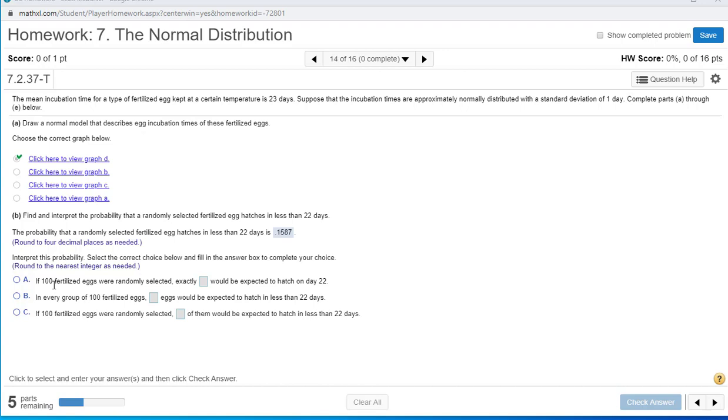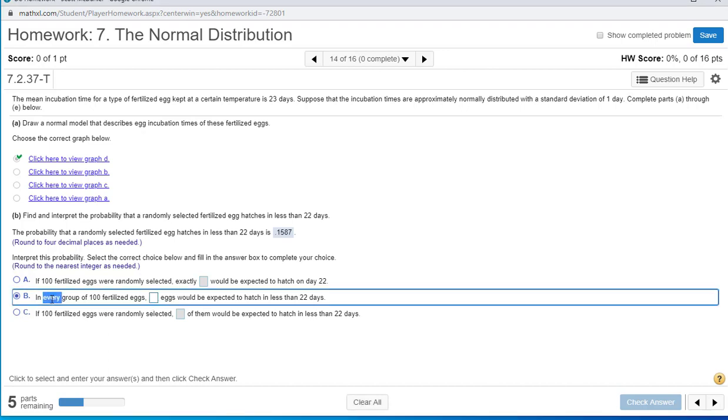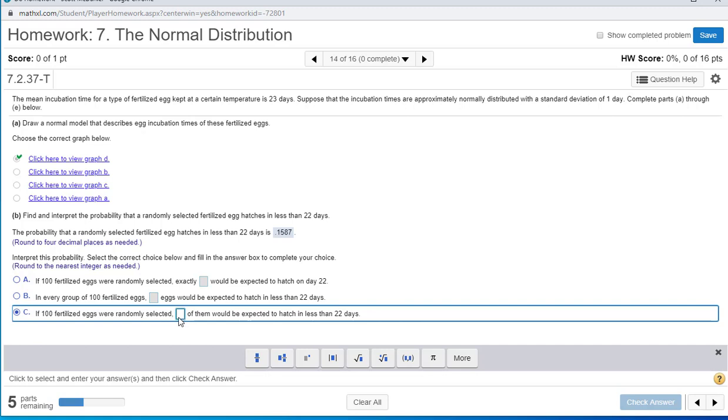Okay, so if 100 eggs were randomly selected, exactly 16, so that's about 16%. I don't like that word exactly, right? We're not expecting exactly. So in every group of 100 fertilized eggs, we expect 16? No, not in every group. So be careful of those key words there: every group, not every group. If 100 fertilized eggs were randomly selected, yes, this one here. So 16 of them would be expected to hatch in less than 22 days.